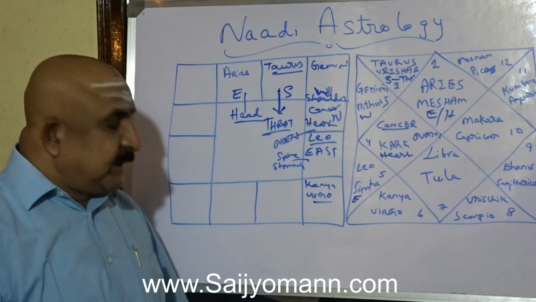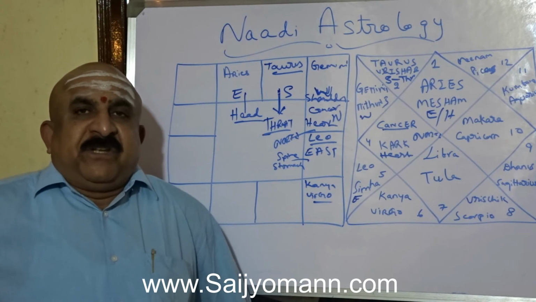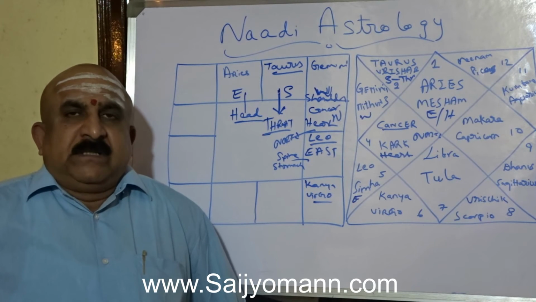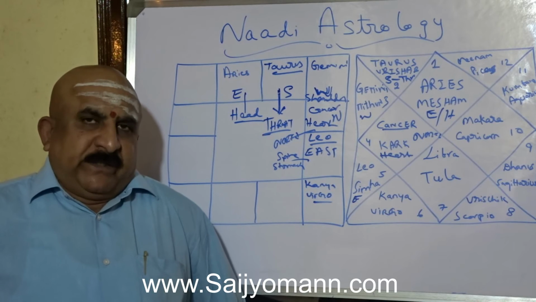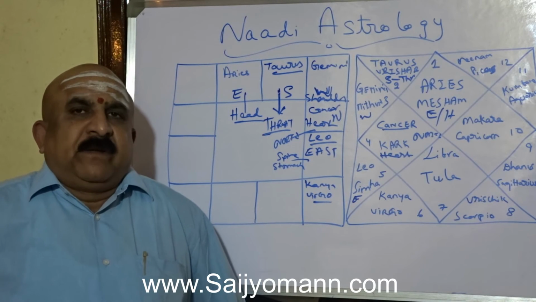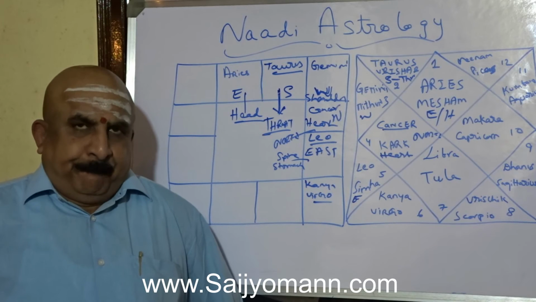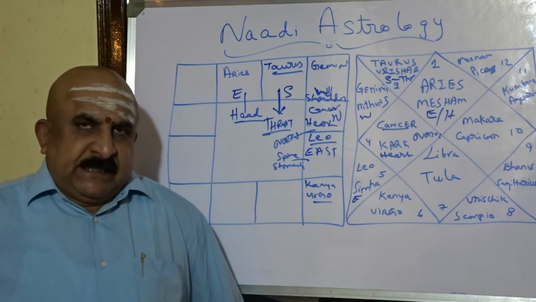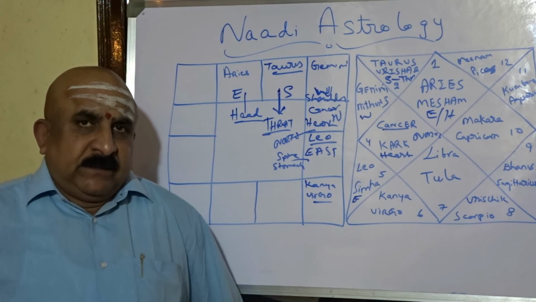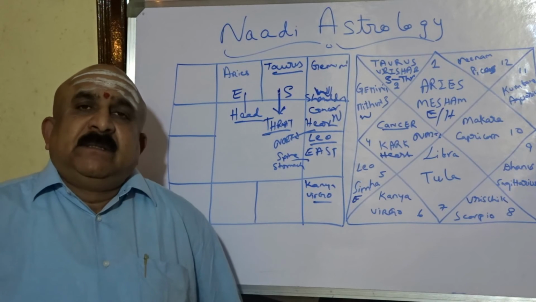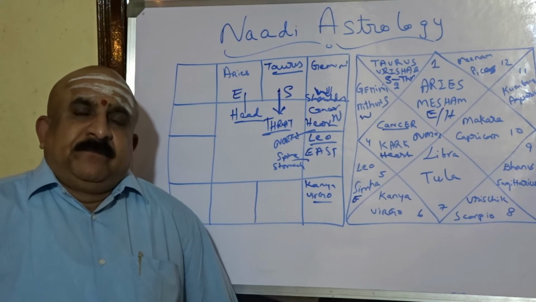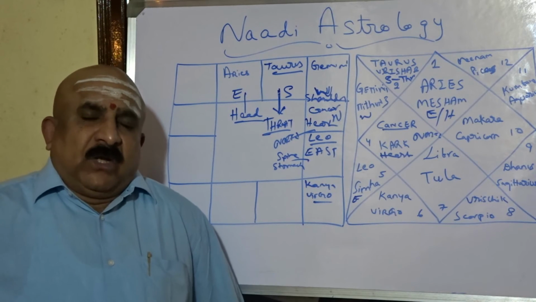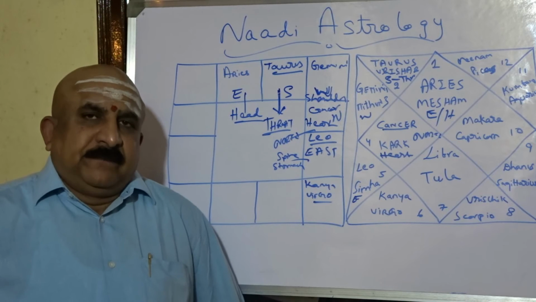Kanya, the significations of Kanya is nothing but vegetation, agricultural land, law, all these things come there. Agriculturist. If the native is there, you can call him an agriculturist or a lawyer. Parts of the body is intestines, the large intestines. Clear? So, Kanya is nothing but stubbornness, vegetation, agricultural land, law. All these things go to Kanya.